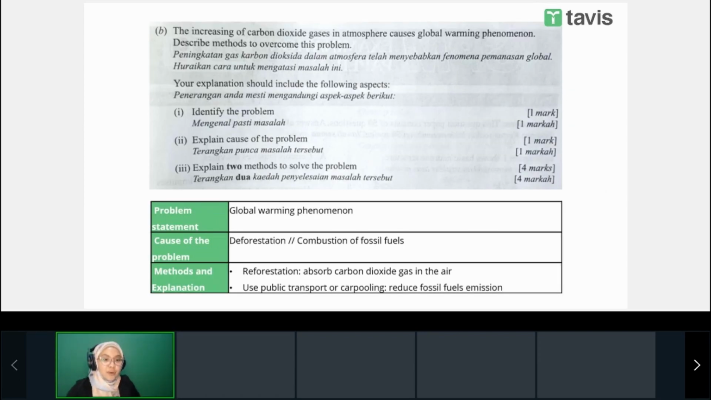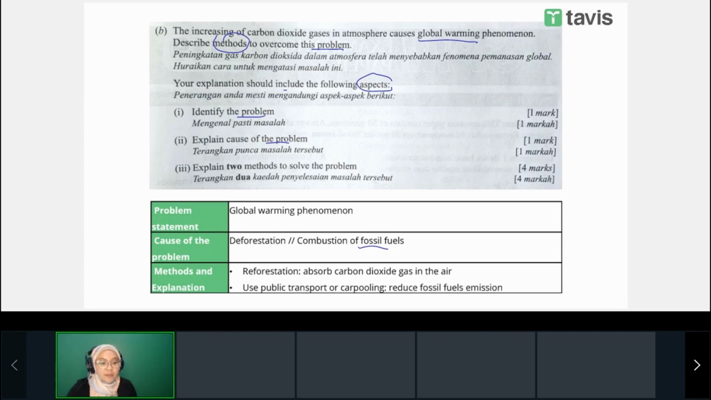Okay. Another question. Last question for this section and this unit. The increasing of carbon dioxide gases in atmosphere causes a global warming phenomenon. Carbon dioxide causes global warming phenomenon. Describe the methods to overcome this global warming phenomenon. How do you overcome this problem? Okay, to overcome this problem, your explanation should include the following aspects. Now, they give aspects. Identify the problem. The problem is the increased carbon dioxide gases cause global warming. And the cause of the problem, combustion of the fossil fuel, right? Releases of the carbon dioxide.